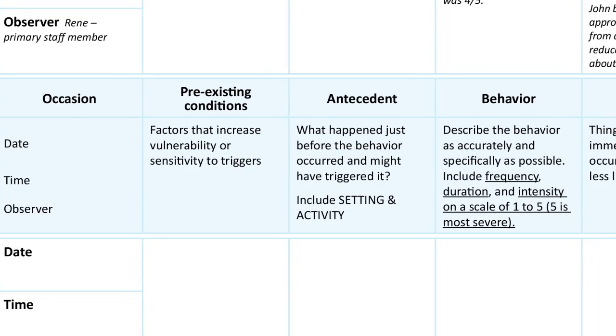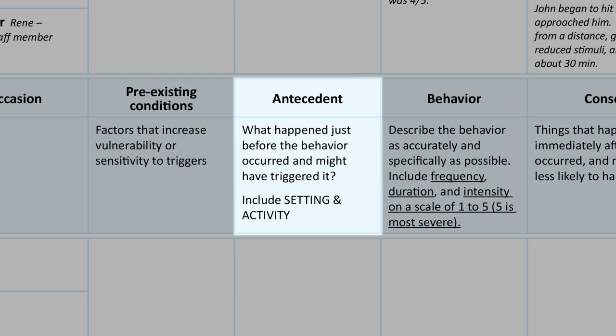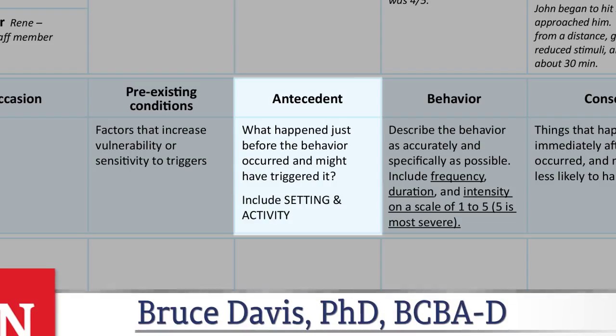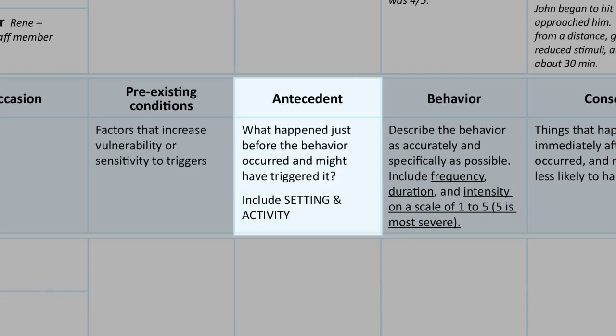The next thing that you'll include are antecedents or triggering conditions. So it's almost as if the pre-existing condition loaded the gun and the triggering condition set off the behavior in question. So that's what happened just before the behavior occurred. And here you want to include both the setting and the activity in which the behavior occurred.